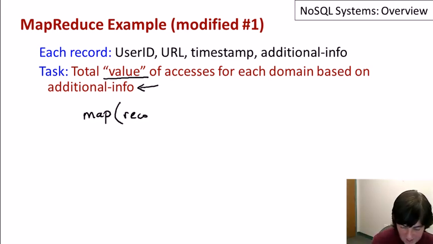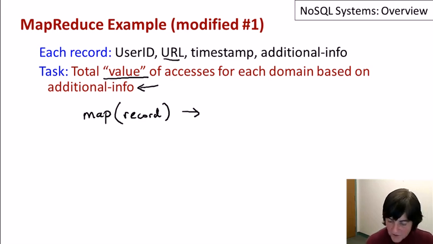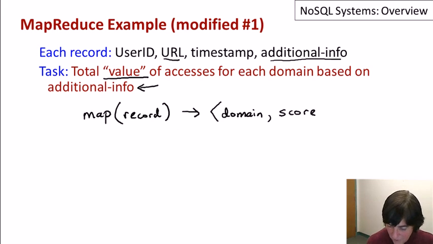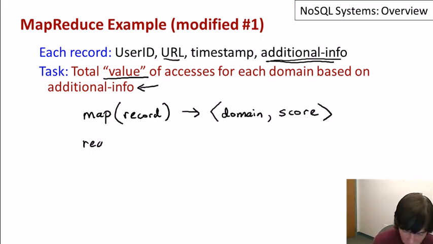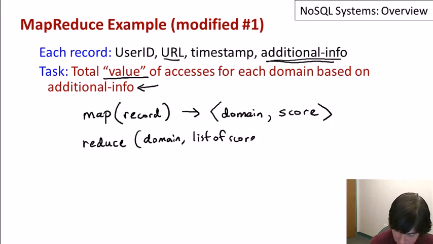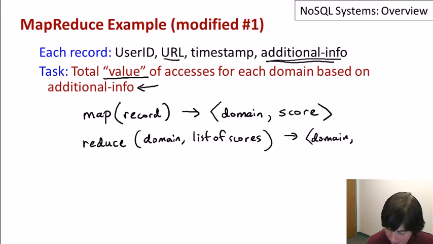Now our map function, again, is going to take a record, and this time it's not going to look only at the URL, but it's also going to look inside the additional information, and what it will produce is the domain that it extracted from the URL, and then let's say some kind of score on how valuable that access was based on whatever it sees inside additional information. The reduce function then is going to take a domain, and it's going to take a list of scores for that domain.